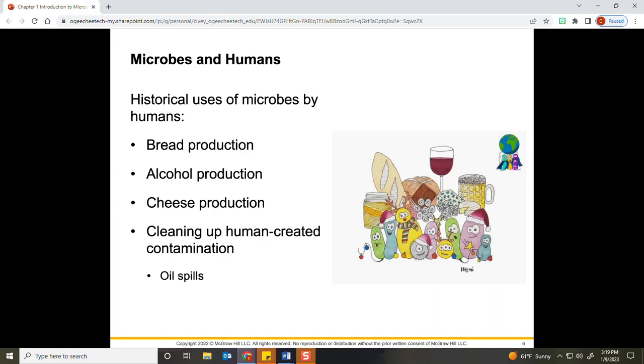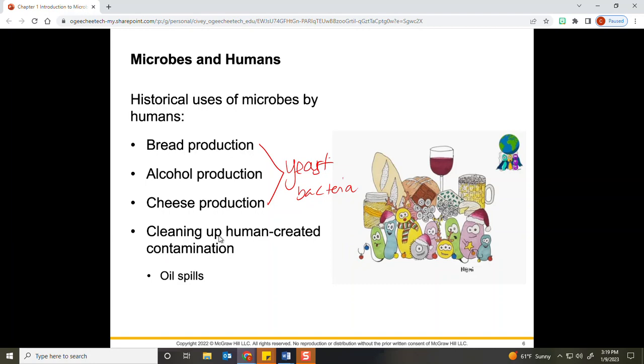So next, how do we use microbes as humans? There are several different examples of historical uses of microbes in various ways, and most of these we still use today, like in bread production, alcohol production, and cheese production. Oftentimes these are done through either yeast or bacteria.